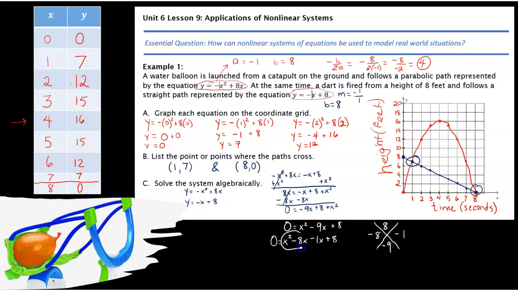Factor by grouping. We have 0 equals x times x minus 8, then minus 1 times x minus 8. So 0 equals x minus 1 times x minus 8. And finally, once you set those equal to 0, you'll get x equals a positive 1 and x equals a positive 8.